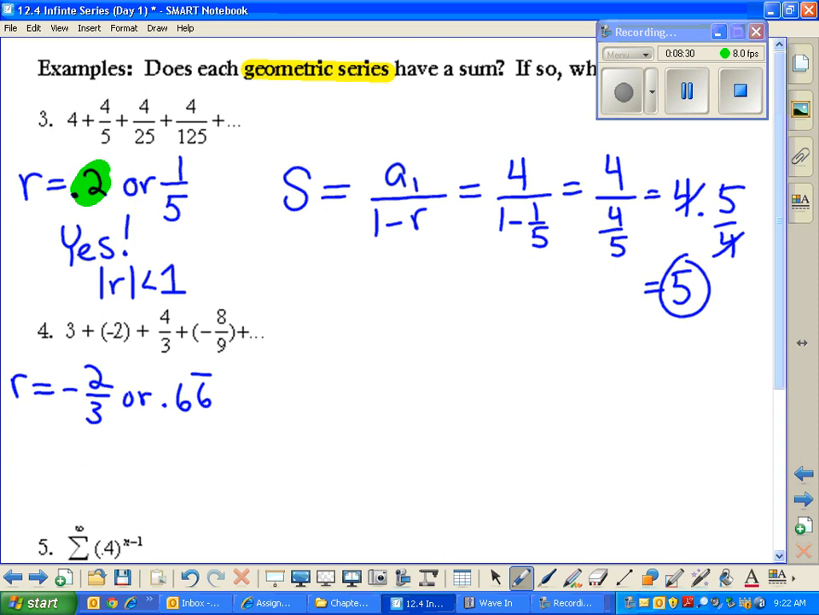All right, let's do it again. Number 4, first thing I have to do is look at the absolute value of my common ratio. The absolute value of my common ratio is going to be the same thing as the absolute value of negative 2/3 in this case. So the absolute value of my common ratio is 2/3. And 2/3 is less than 1. So yes, this series will have a sum.